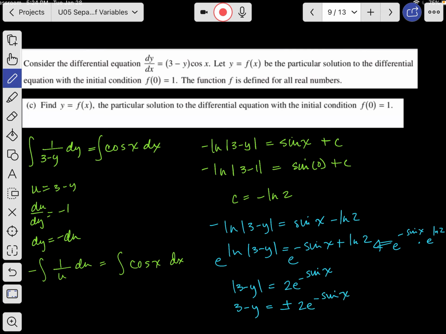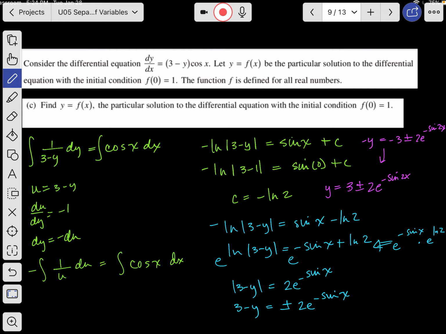By adding the plus or minus on the right. Subtract 3. And I'm going to just jump to another color so I keep organized. So negative y is equal to negative 3 plus or minus 2 e to the negative sine 2x. Sorry, a little crowded over there. And this is going to give me y is equal to 3 plus or minus 2 e to the negative sine 2x.